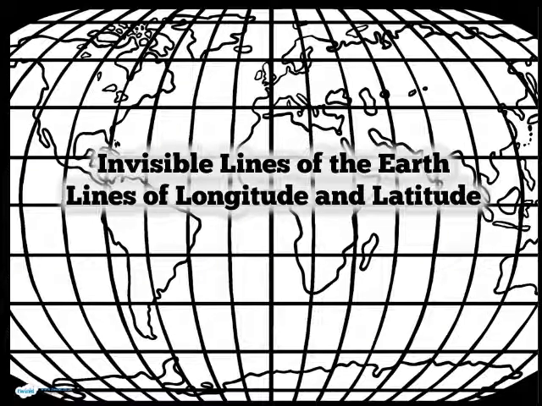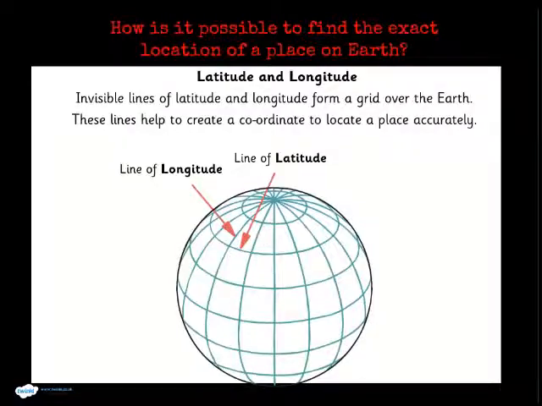The invisible lines of the Earth, lines of longitude and latitude. How is it possible to find the exact location of a place on Earth? Latitude and longitude. Invisible lines of latitude and longitude form a grid over the Earth. These lines help to create a coordinate to locate a place accurately.